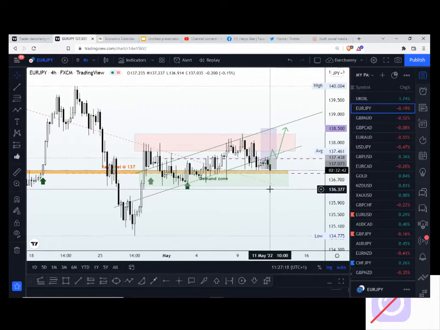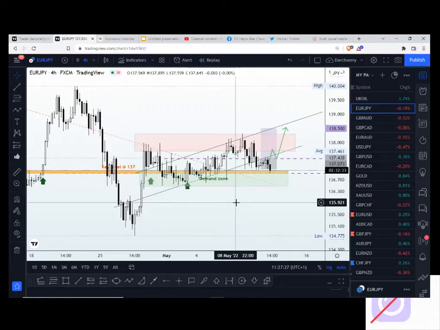We just spoke about UKOil a couple of minutes ago. So that is that on EURJPY for now. What was our conclusion on this? We are still going to hold on this pair.